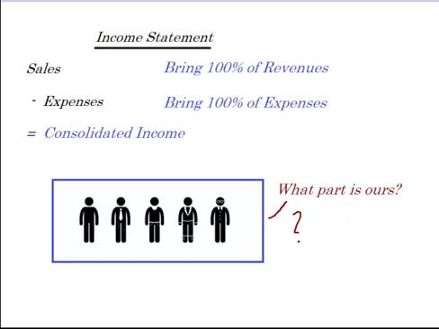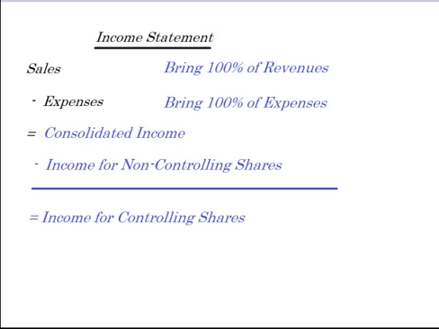The problem is that consolidated income does not completely belong to the shareholders of the parent. Remember, part of that revenue, part of that expense belongs to those non-controlling shareholders. We need to show on our consolidated income statement what part belongs to them. So we're going to do that by having those two lines. We'll first subtract out what part of the consolidated income belongs to the non-controlling shareholders. When we back that out, all the income left belongs to the controlling shareholders. That is the shareholders of the parent corporation.